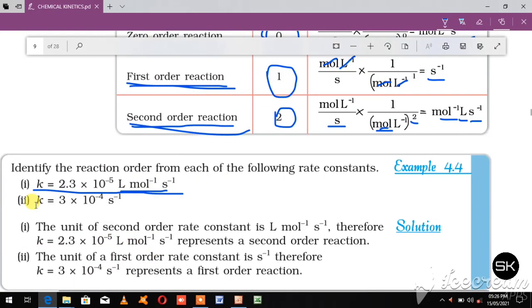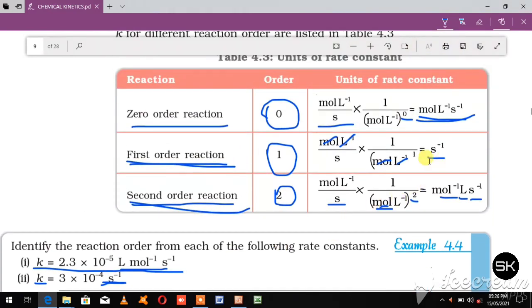Similarly, the value of k is given for the second reaction. Here the value is 3 into 10 to the power minus 4 per second. And see the chart. For a first order reaction, the unit is per second. So the order of the reaction having that rate constant will be first order.